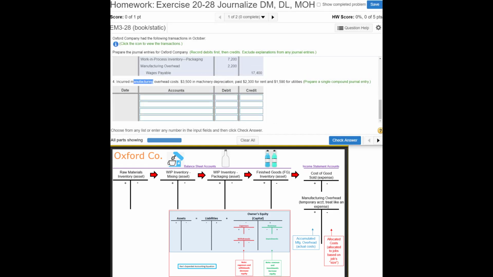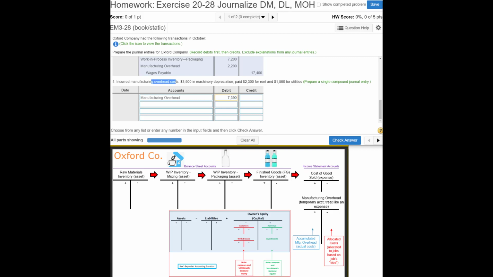All right, and then we've incurred manufacturing overhead costs. So machinery depreciation, rent for the factory, and utilities for the factory. So this is all manufacturing overhead. So manufacturing overhead is increasing. And how much is it increasing by? 3,500 plus 2,300. So that's what? 5,800 plus 1,590. That gives us $7,390. So manufacturing overhead is increasing by that amount because they're overhead costs.